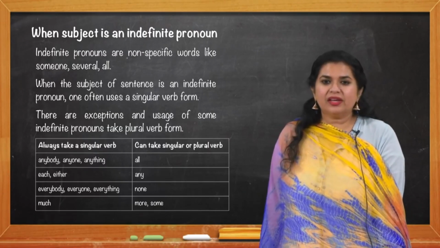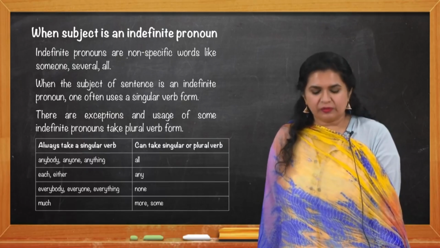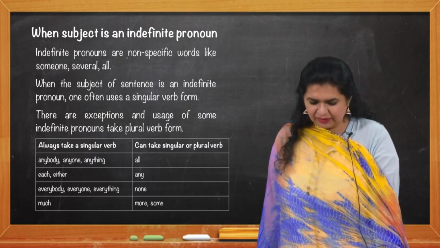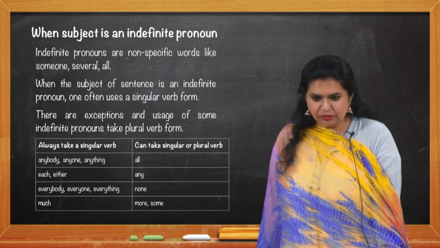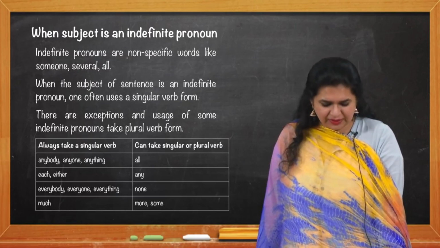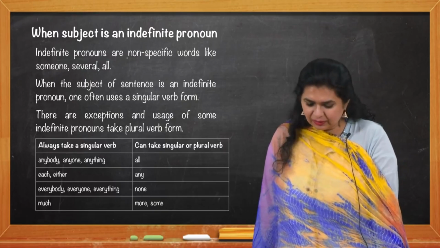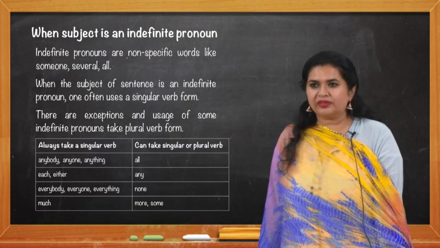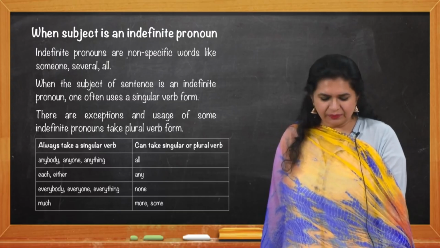There are exceptions, and some indefinite pronouns take a plural verb form. Please look at the table here: always taking a singular verb. Anybody, anyone, anything can take a singular or plural verb. Okay, so look at the two columns. Anybody, anyone, anything, each, either, everybody, everyone, everything, much, and can take either a singular or plural verb depending on the context. All, any, none, more, some. Some of the boys are here, some of them aren't. Example.